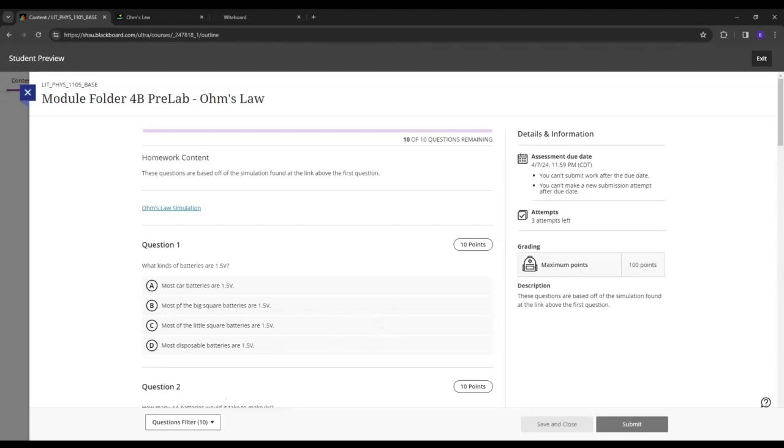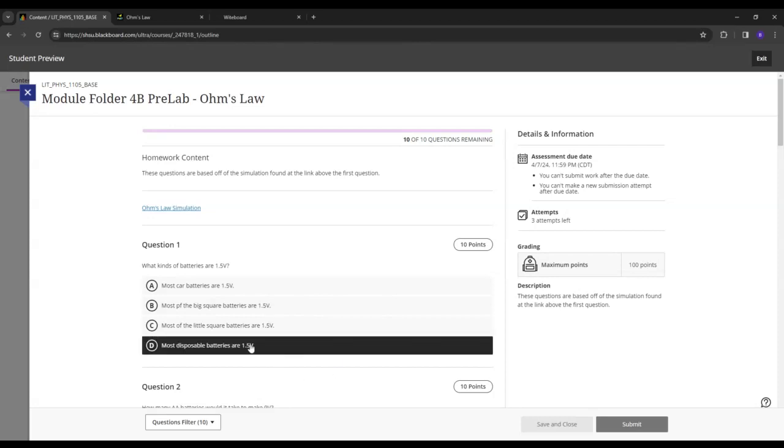A 9-volt battery, the little thing that sometimes goes in remotes and toys, is 9 volts, and it's smaller than the 6-volt batteries that might go in a Barbie Jeep. But anyway, most disposable batteries like AA, AAA, C, and D, most of those are 1.5 volts.